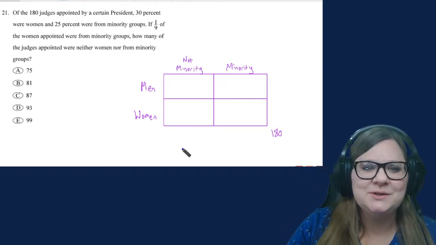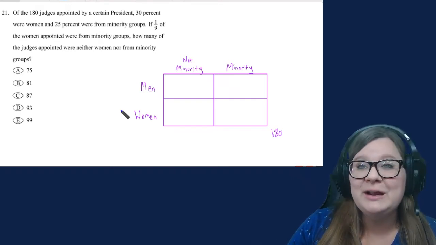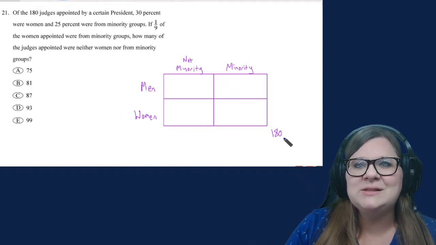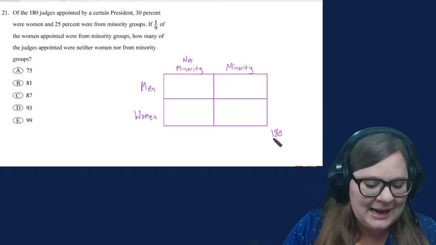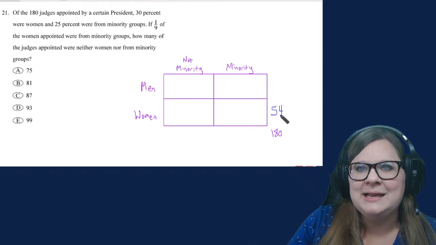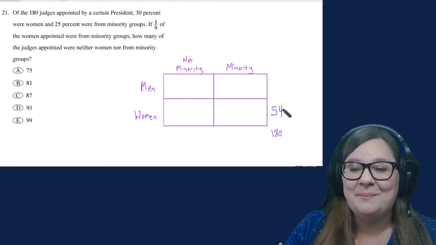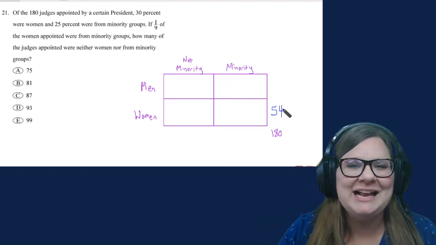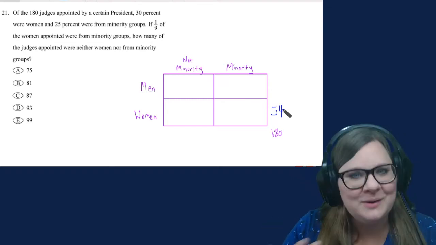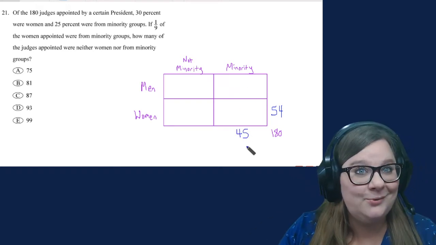Looking at this, we're told that of the 180 judges appointed, 30% were women. What's 30% of 180? Well, that's 54 women. Notice that I put that in the row with women. 25% were from minority groups. Well, 180 times 0.25, or 25% of 180, is 45. So I know there are 45 judges in minority groups.